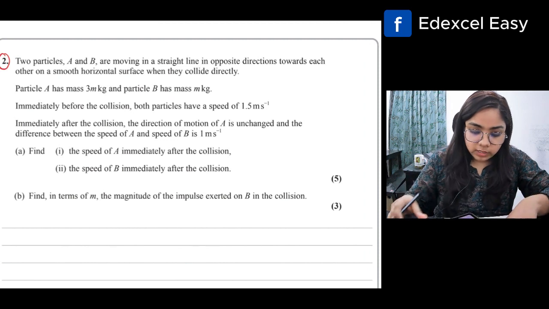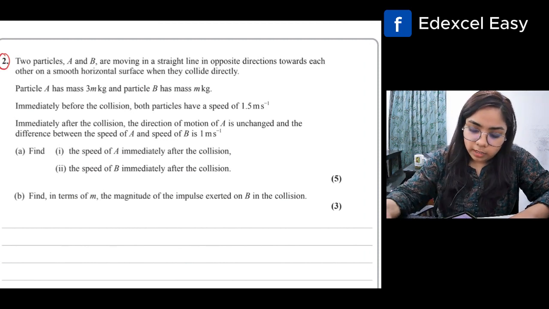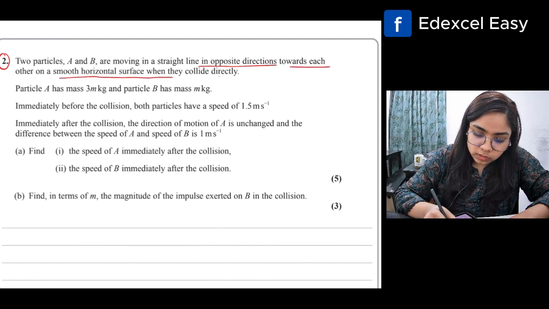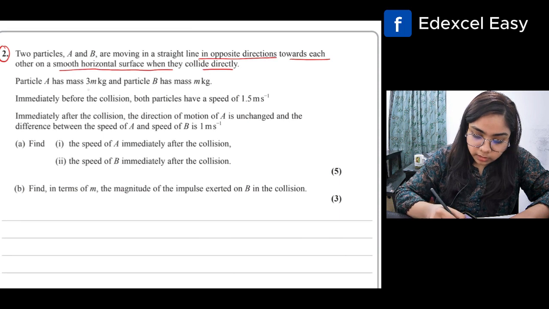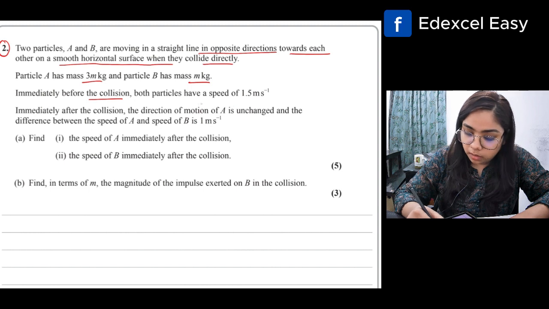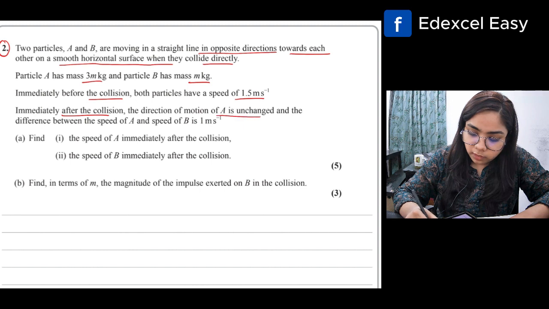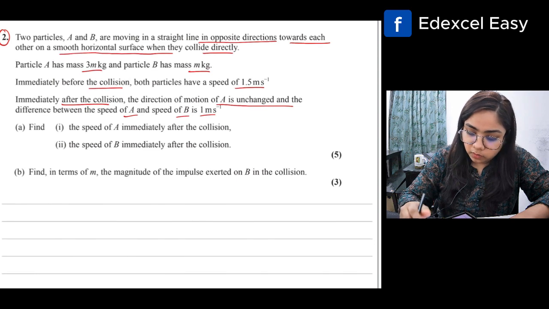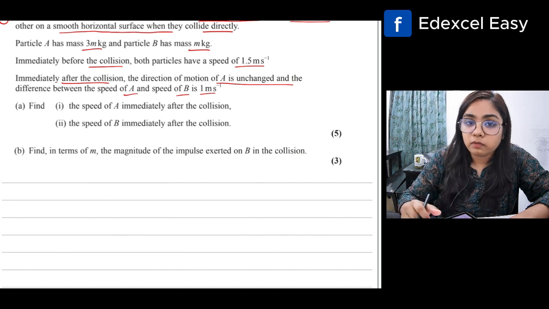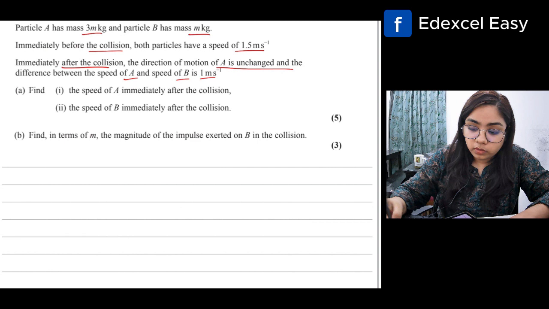For question 2, it says that two particles A and B are moving in a straight line in opposite directions towards each other on a smooth horizontal surface when they collide directly. Particle A has mass 3m and B has mass m. Immediately before collision, both particles have a speed of 1.5, and immediately after collision, the direction of A is unchanged and the difference between the speeds of A and B is 1. Okay, we need to find the speed of A and B immediately after the collision. Let's first draw a diagram of how the particles were traveling before and after the collision.